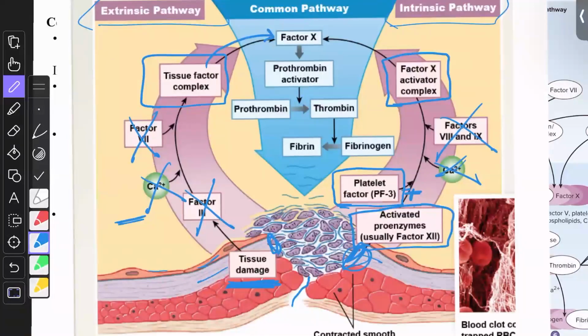Now, I have managed to get to an activated factor X. This is where things get fun. Factor X is a prothrombin activator. That's its job. What that means is it takes prothrombin and converts it, activates it, turns it on, and makes it into thrombin.